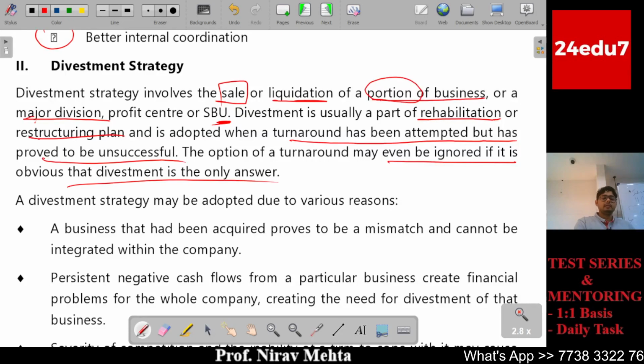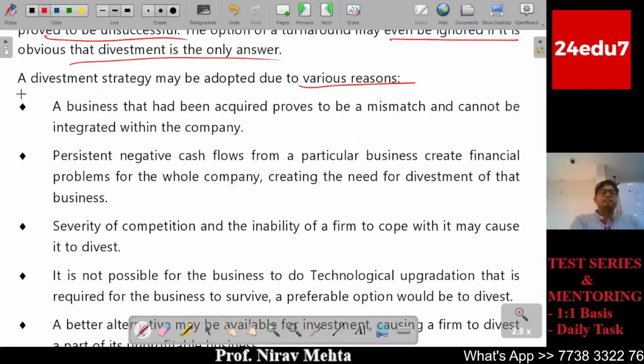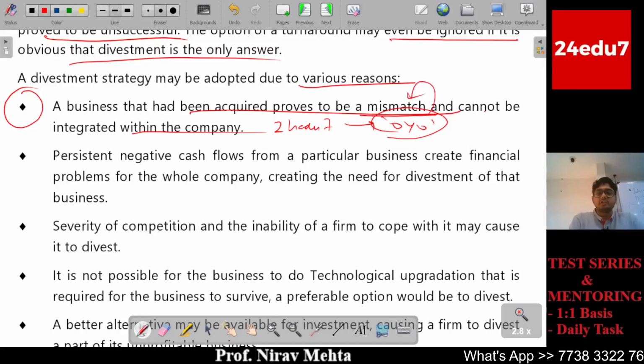Correct? Major reasons for divestment. First, a business that had been acquired proved to be a mismatch. The acquired business is a mismatch and cannot be integrated. Correct? Right here, listen. 24 edu 7, OYO. OYO is a mismatch.